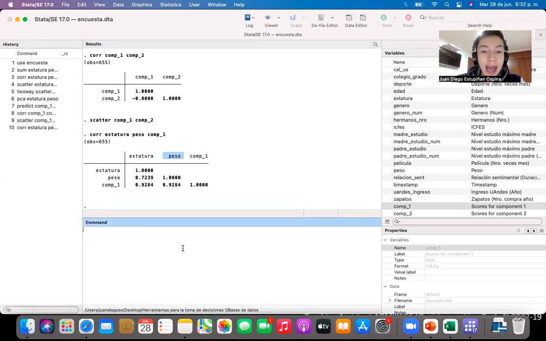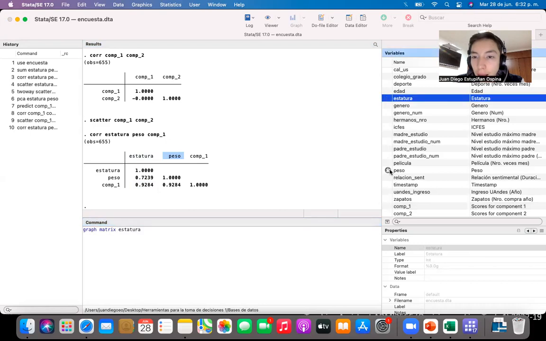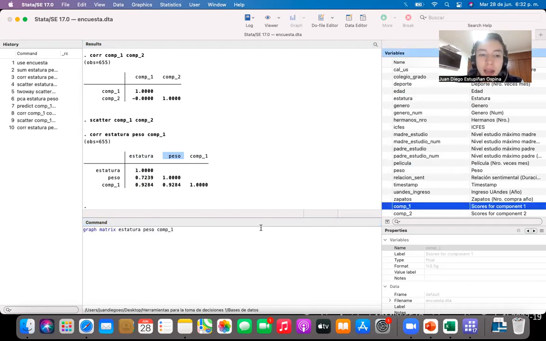And this also could be seen by using a graph. To do that, because we are going to graph 3 variables, we are going to use the command graph matrix. So we're going to graph estatura, peso, and component number 1 again.